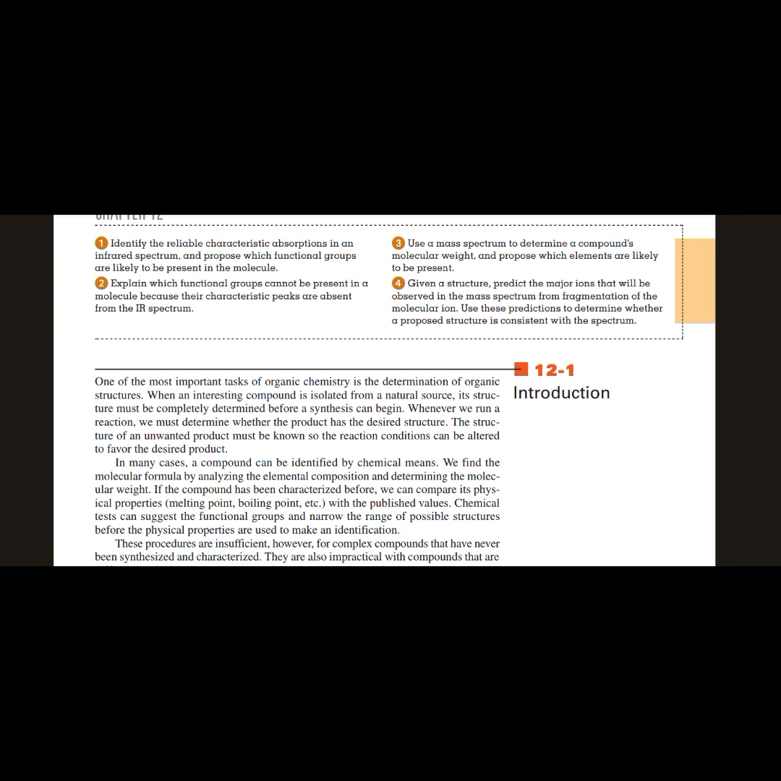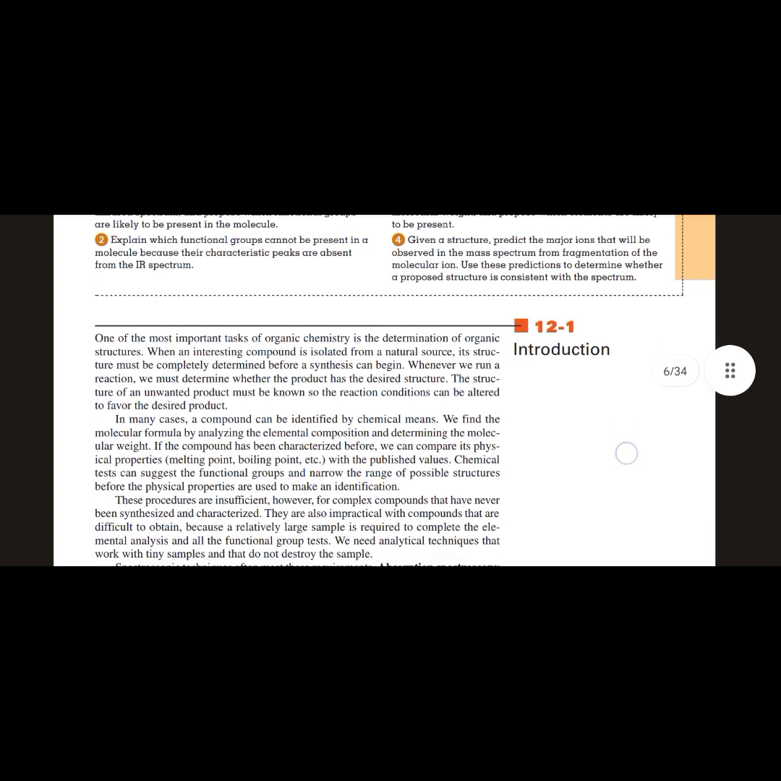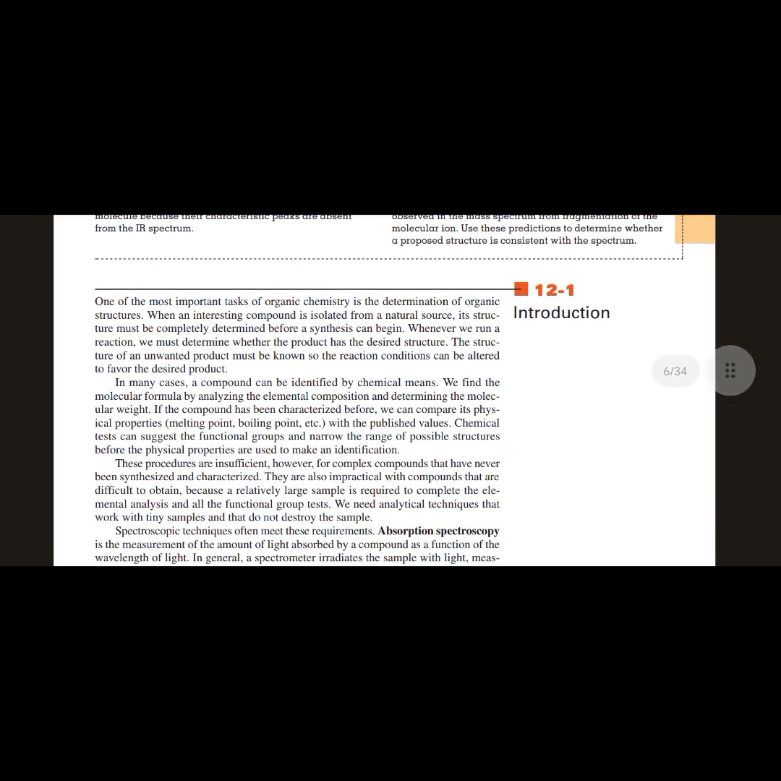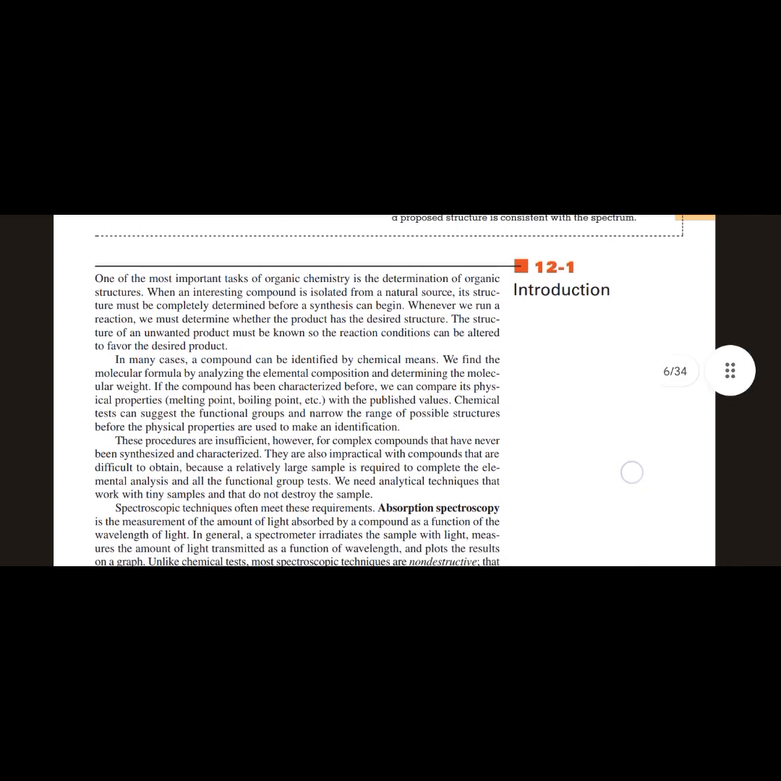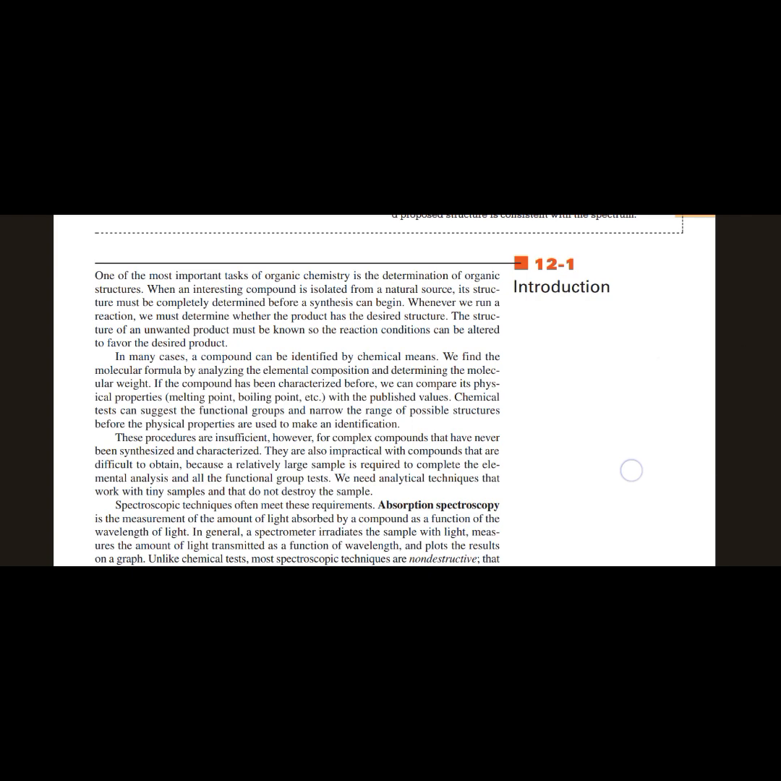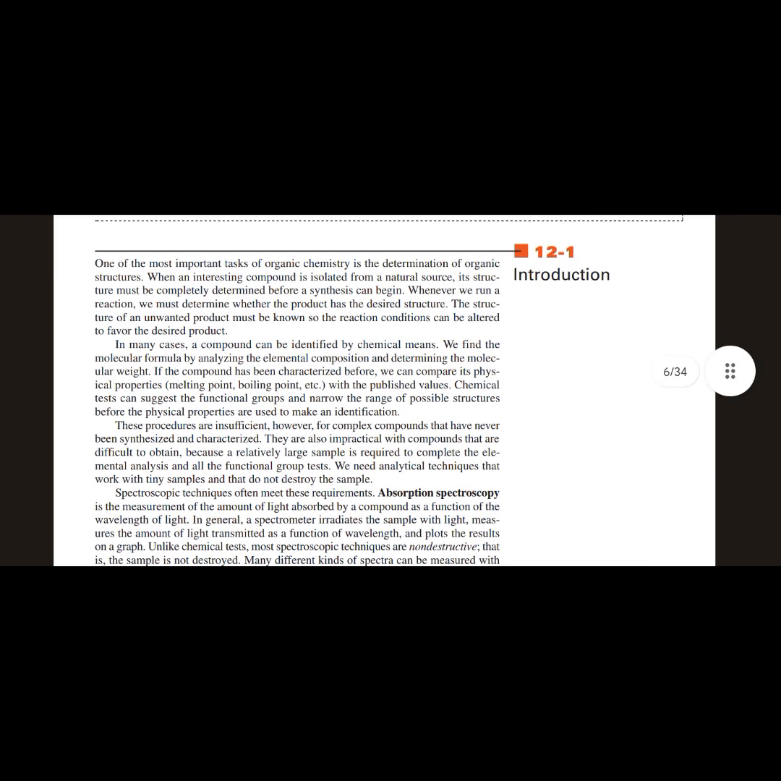These procedures are insufficient, however, for complex compounds that have never been synthesized and characterized. They are also impractical with compounds that are difficult to obtain. Because a relatively large sample is required to complete the elemental analysis and all the functional group tests, we need analytical techniques that work with tiny samples and that do not destroy the sample. Spectroscopic techniques often meet these requirements.